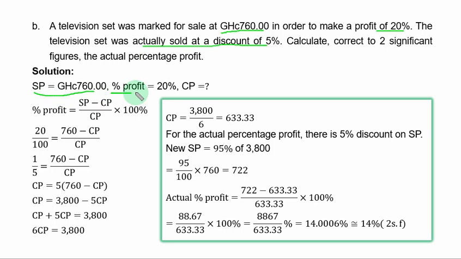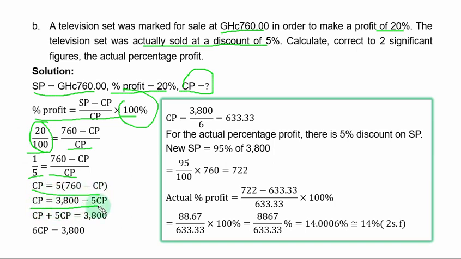Percentage profit is 20. Then the cost price at that point is known. So let's get the cost price first using this formula. Now 20% is 20 over 100. That removes this in operation. Selling price 760 minus cost price over cost price. If you reduce this, you have 1 over 5 equal to right hand side. If you cross multiply, you have this. Open the bracket, you have this result. Collect like terms, you have this result.